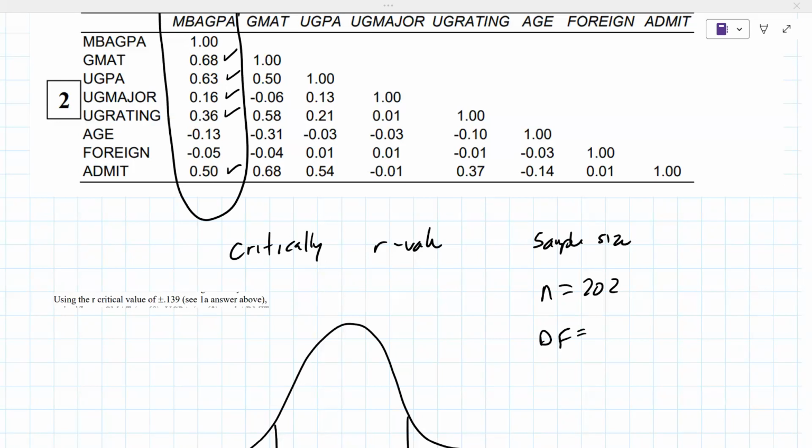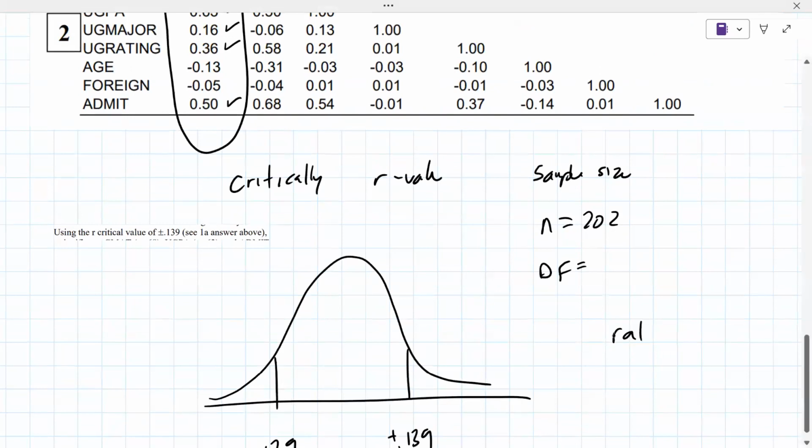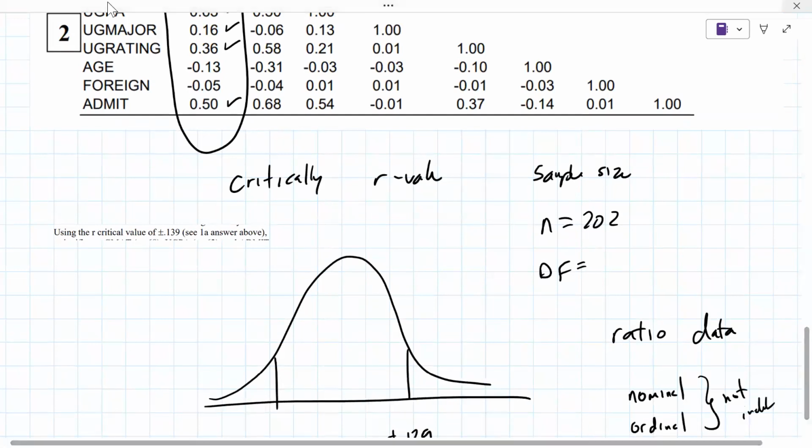The answer goes on to say though that UG major, which I don't know what that is until now, is a nominal variable, and UG rating is an ordinal variable. Those cannot be included. I didn't know that because I didn't look at the data set, but you can only do regression on ratio data values. So nominal is names, categories; ordinal is how you feel, the Likert scale, 1 to 5. These are not included. So those would also not be included.